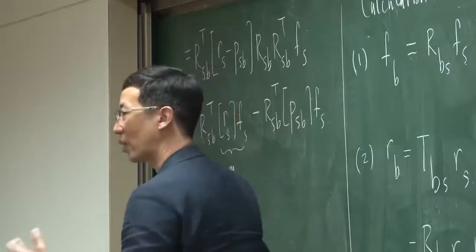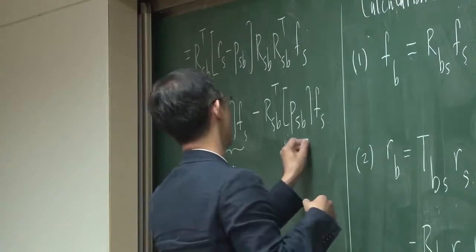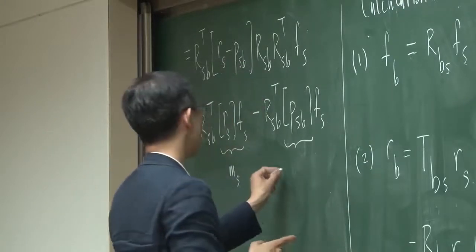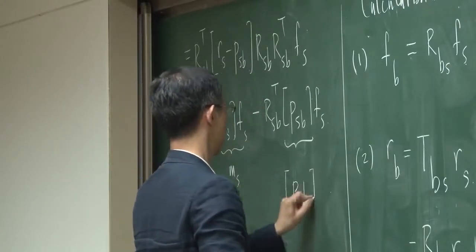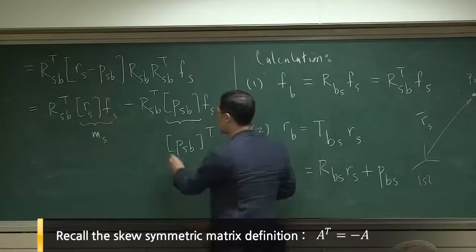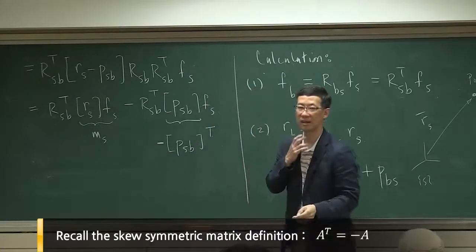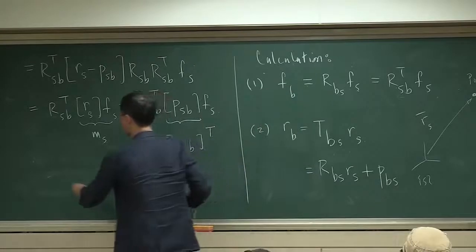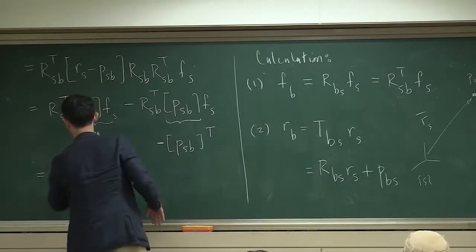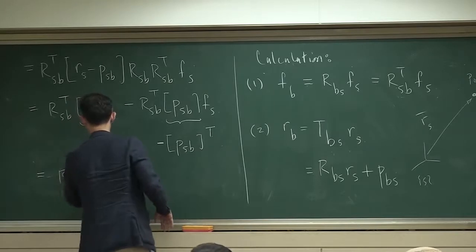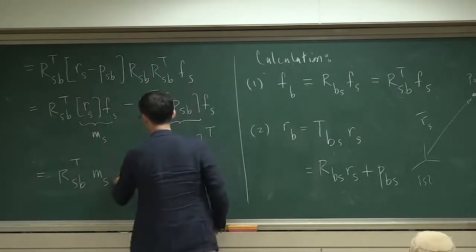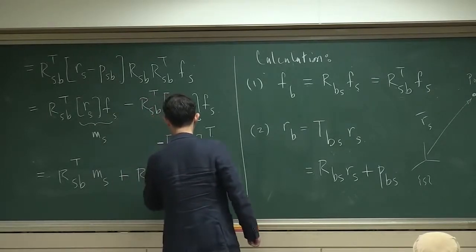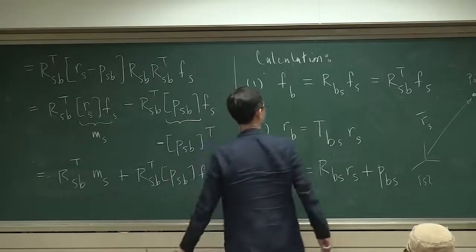And now, again, knowing the answer in advance, the answer that I want, P_SB in skew-symmetric form. Okay, so if we take the transpose of a skew-symmetric matrix, what do we get? We get its negative. Okay, so let's put a transpose and change the sign. All right, so then here's what we get. So this is equal to R_SB transpose times M_S, okay, plus R_SB transpose P_SB times F_S.